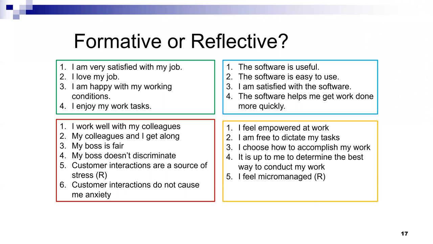How about this one? Yeah, it's reflective. Definitely reflective. That last one is reverse coded. I feel micromanaged. It's just the opposite of autonomy. So that's reflective. So all of these would work in a factor analysis except this one here, the red one. What we do with the red one, the blue one wouldn't either, sorry. The formative ones here would not work in a factor analysis. This red one actually would if we did a separate factor analysis just for it, because we have multiple reflective dimensions within it. This other one, this blue one, would fall apart.